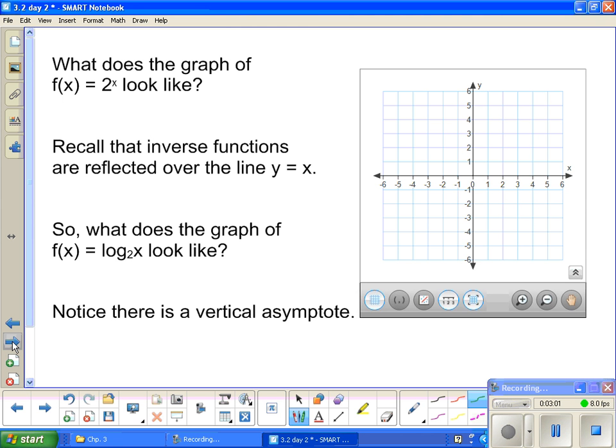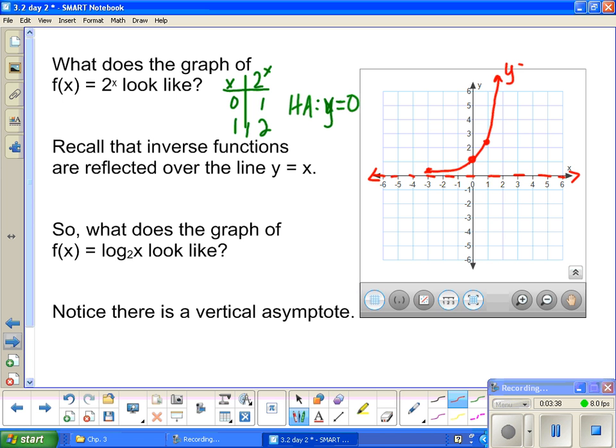So what does the graph look like? Let's look at it, okay? So my inputs were 0 and 1. My outputs were 1 and 2. I had a horizontal asymptote at y equal 0. So here's my 2 to the x. That's y equals 0, the points 0, 1 and 1, 2, like this. So this is y equal 2 to the x.